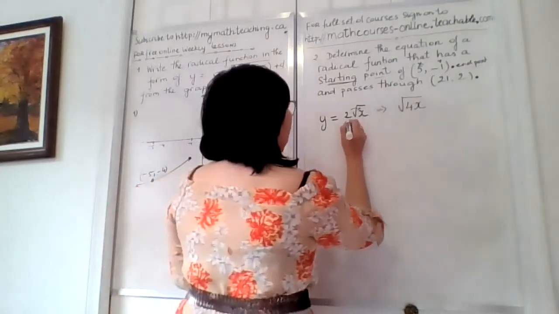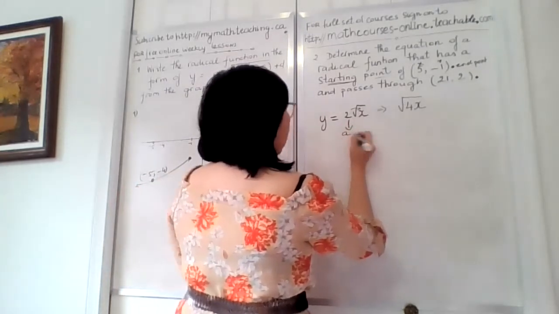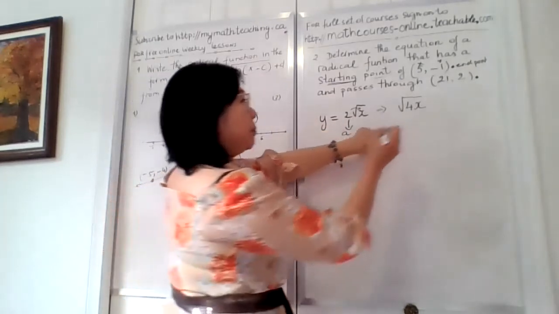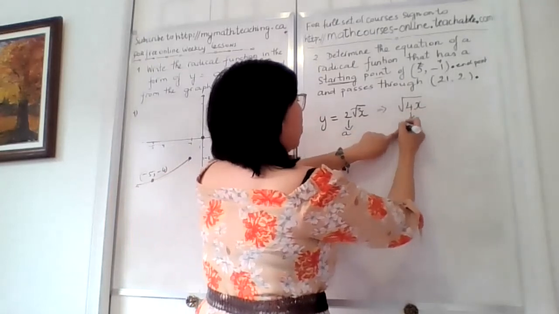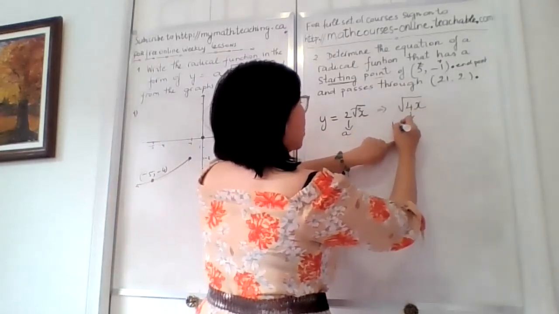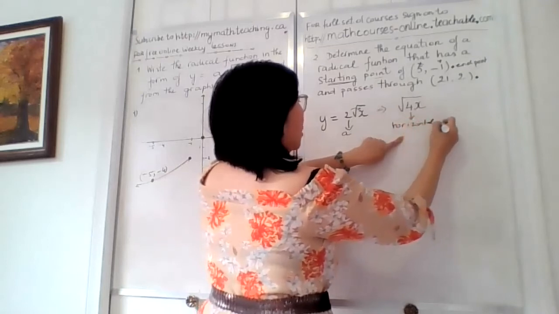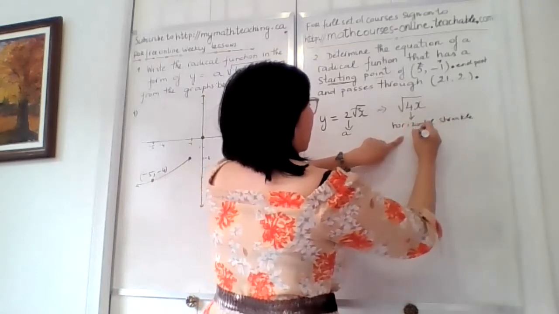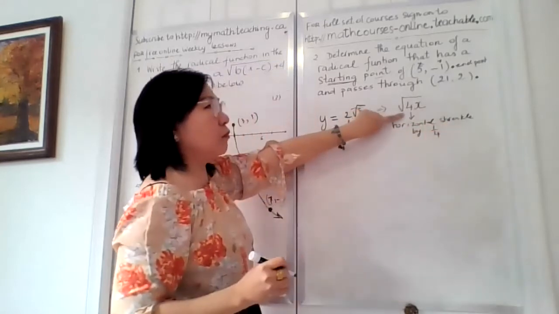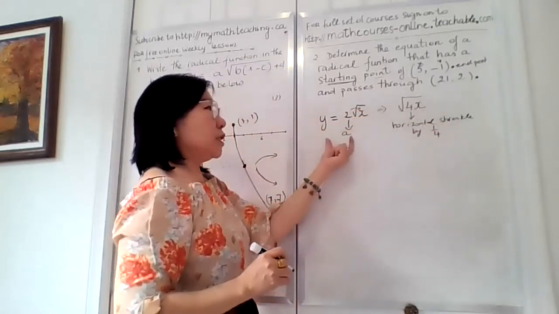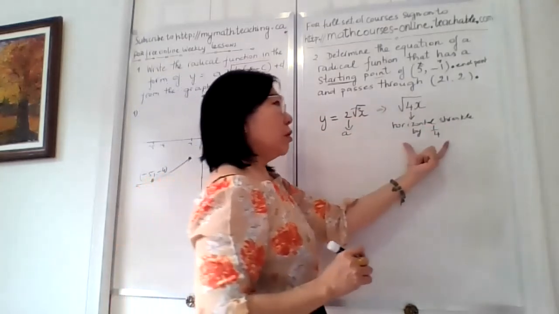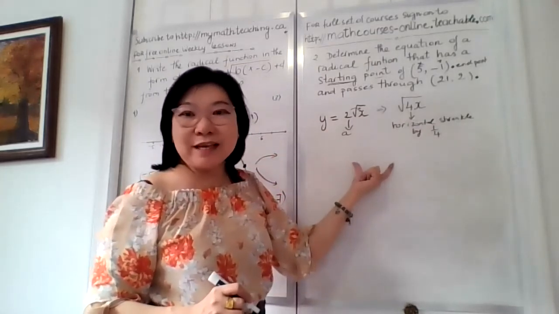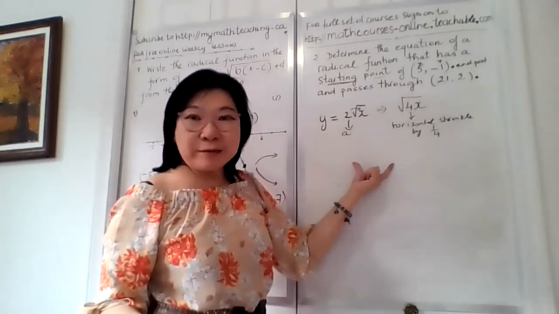Now, if I express this as the letter a, I have a vertical stretch by a factor of 2. But if I put it in here, I will say this is the horizontal shrink by 1/4, because we do 1/b. So whether we express it as a vertical stretch or a horizontal shrink, we have the same equation. It means we have the same radical function with the same shape.